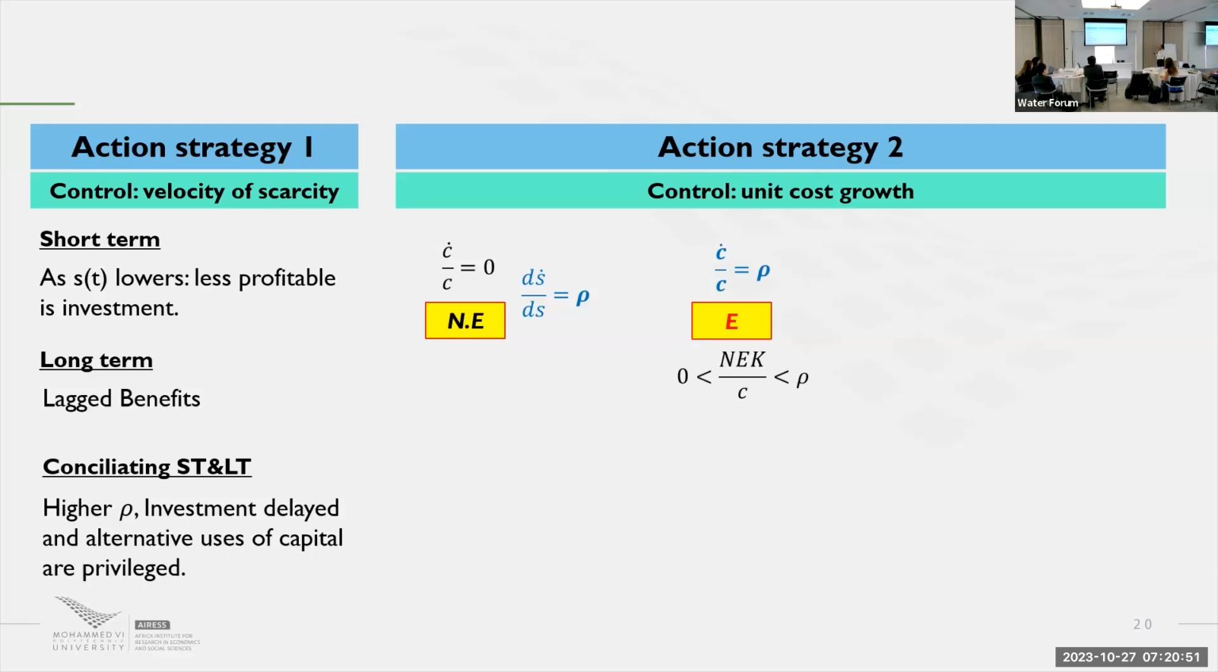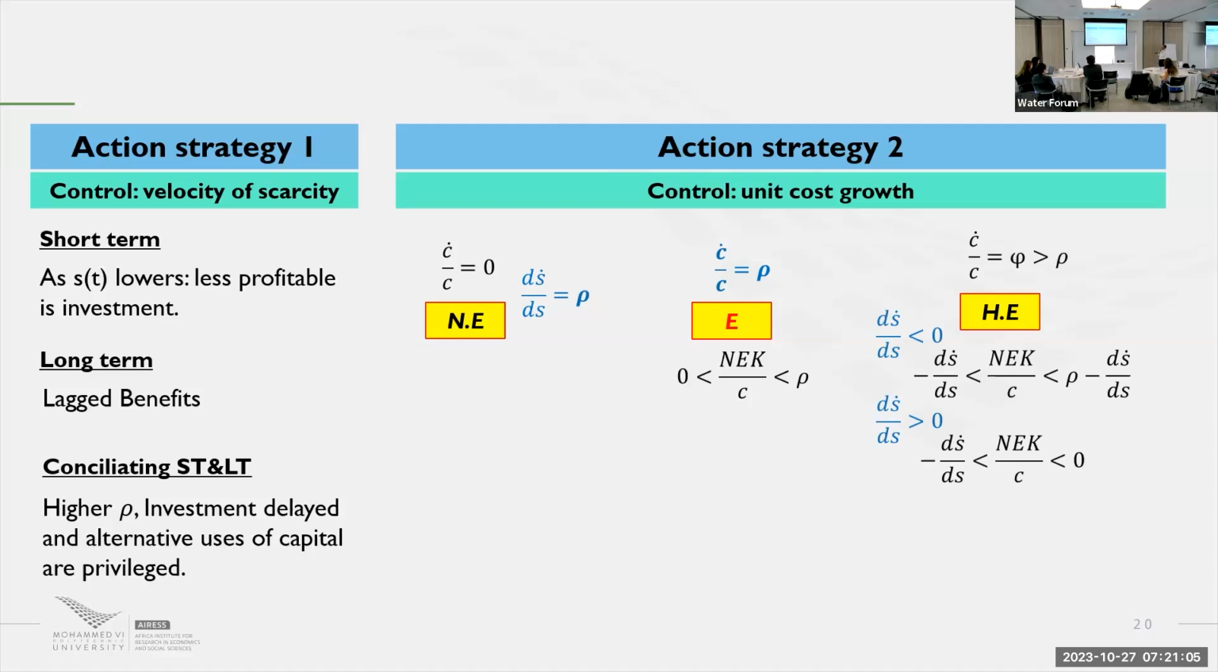So it will be non-efficient to control the rate of increase to zero, and it will be efficient starting from this level, from the level of this ratio of unit cost increase, and high efficiency if we get to define a kind of resilience or tolerance vis-a-vis the scarcity. So the investment will be highly efficient in this case.